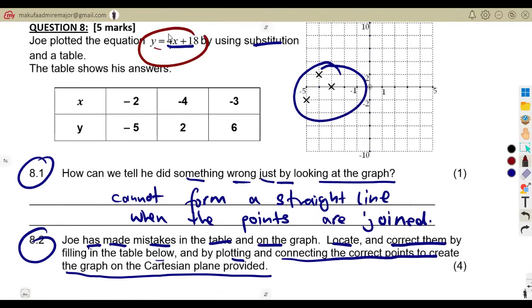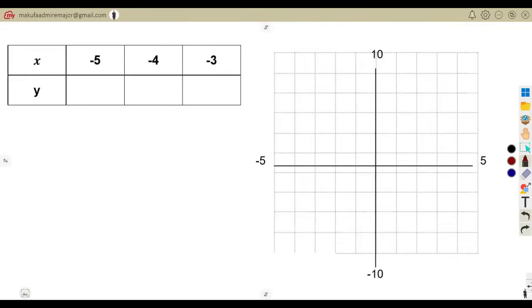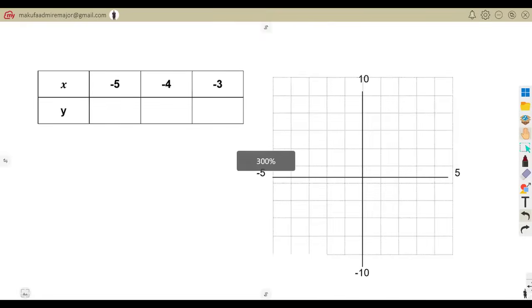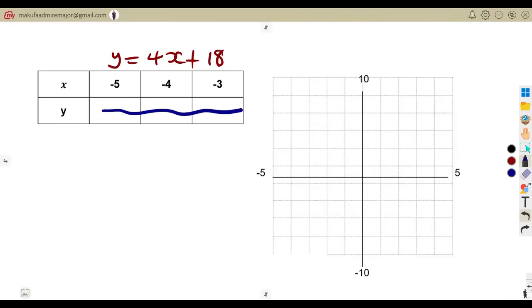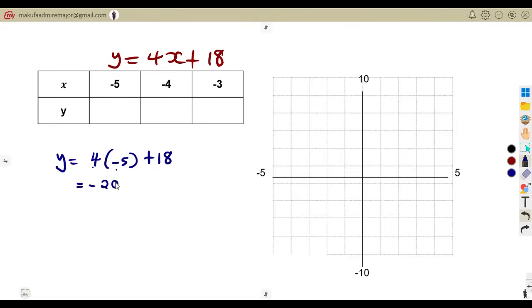Remember, this is the rule that Joe was supposed to be using in this simplification. So they gave you a table. Remember, your rule is y is equal to 4x plus 18. So from this rule, how are we going to obtain? We have to substitute the x values we already have. We are given our x values. So y is equal to what? We start with the first one. Our x is minus 5: 4 times minus 5 plus 18. We simplify. 4 times minus 5, that is going to be minus 20 plus 18, which is going to give us a negative 2.